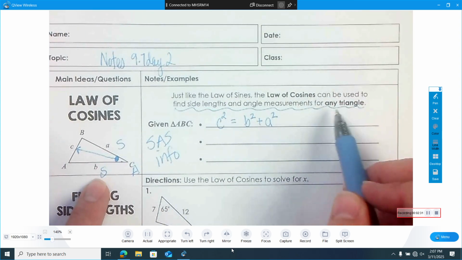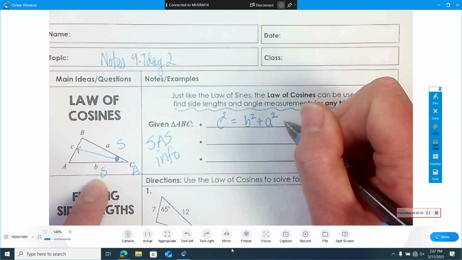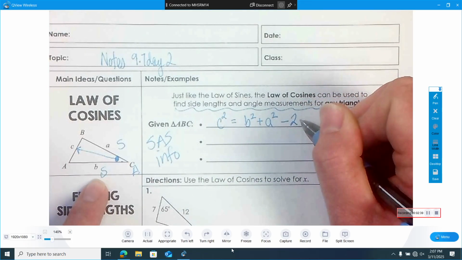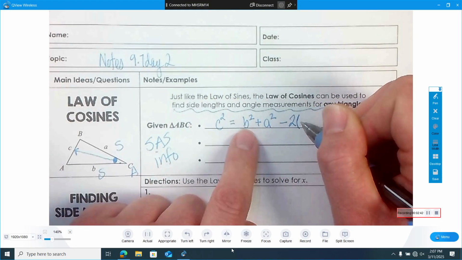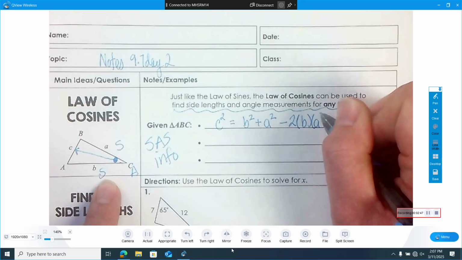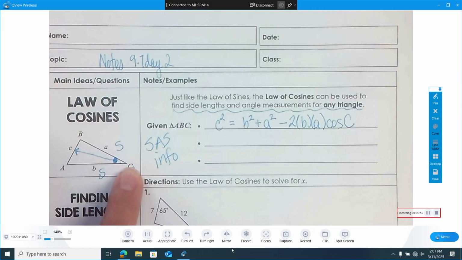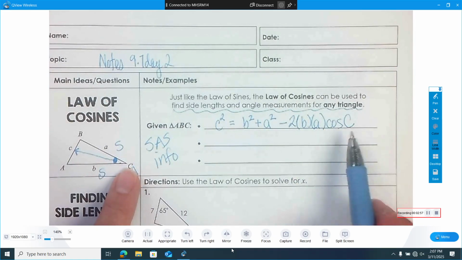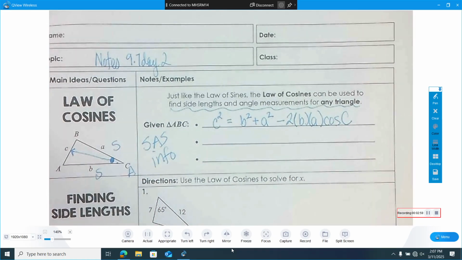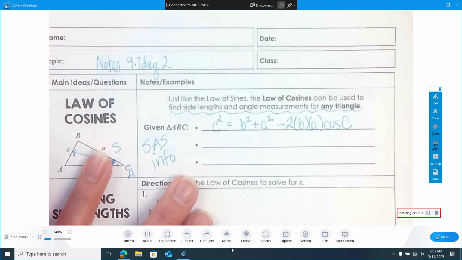Because this works on any triangle, we have to compensate for something. So we're going to do minus 2 times the product of those 2 sides, so times b times a times the cosine of our in-between angle. So we get 2 times b times a times the cosine of C. It's a very big, long formula. But I promise once you learn the pattern, it's actually really, really easy. We're going to do enough for you to learn that pattern.